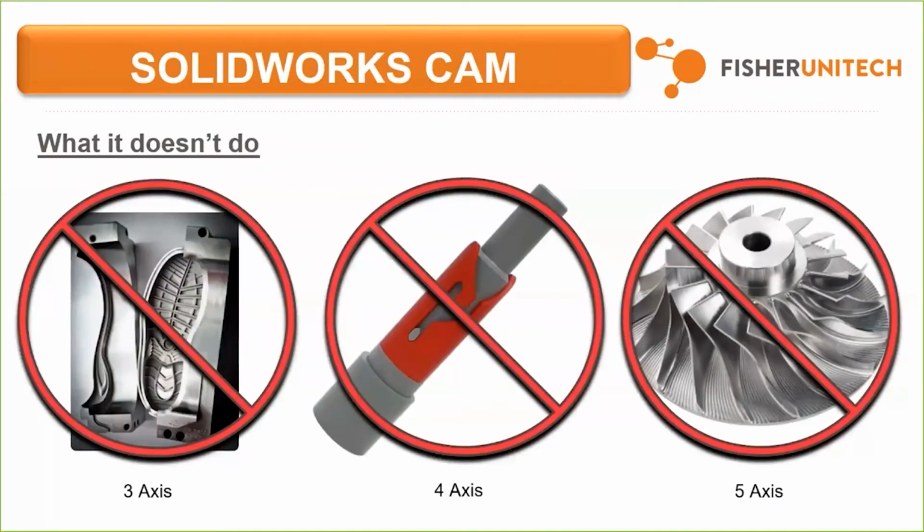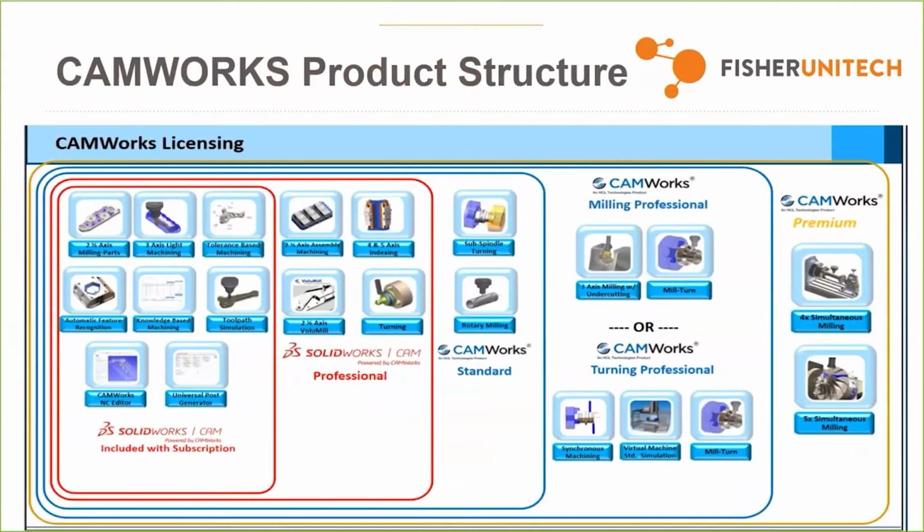So just really quickly, what SOLIDWORKS CAM doesn't do, it does not do 3-axis simultaneous machining. It does not do 4-axis, and it does not do 5-axis. Okay, so things like that we would need to upgrade actually to CAMWorks. So just quickly, if you wanted to see the CAMWorks product structure, we're kind of down over in this area right over here. We're talking about today SOLIDWORKS CAM Standard and SOLIDWORKS CAM Professional. But there is CAMWorks Standard here, and then you can get into some much higher levels of machining down here with CAMWorks Premium.